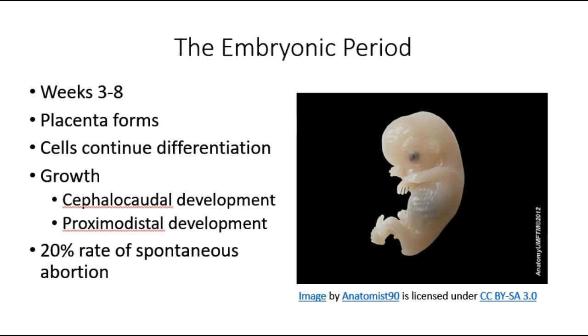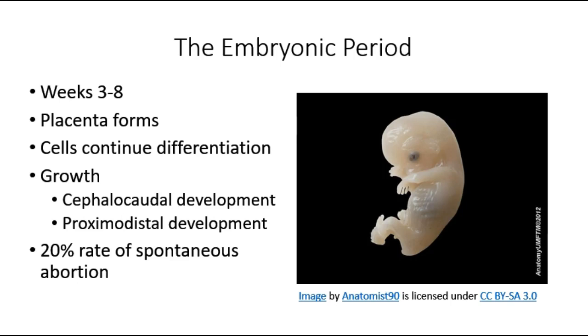So from week 3 to 8 is the embryonic period. This is when the placenta forms. Cells continue differentiation, which just means that they are becoming unique parts of the embryo. So all of the different components, the heart, the nervous system, skin, bones, all of the cells start kind of in the same place and they have to all decide what they're going to become, and that's differentiation. And you see two ways that growth is occurring.